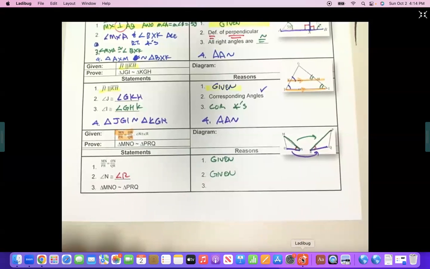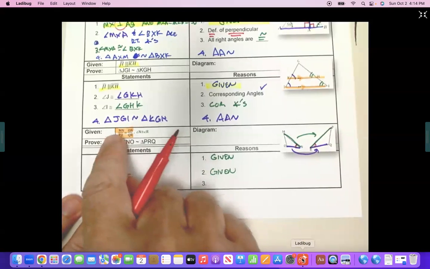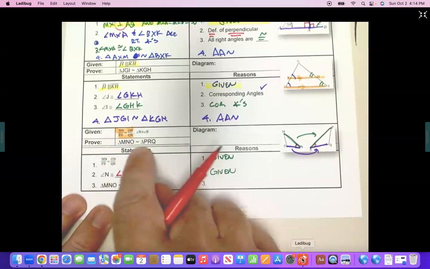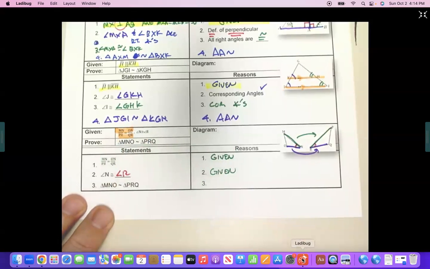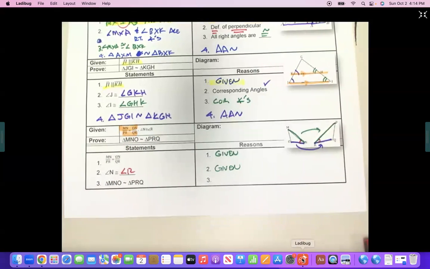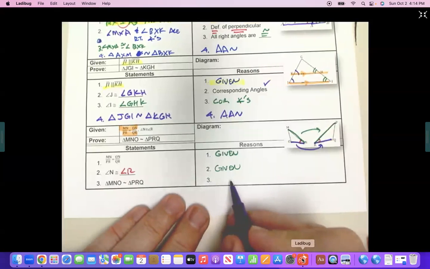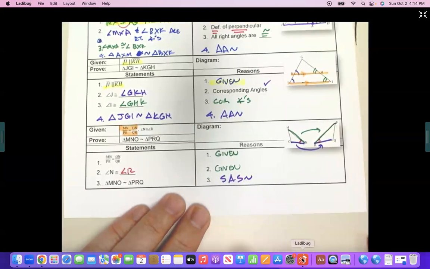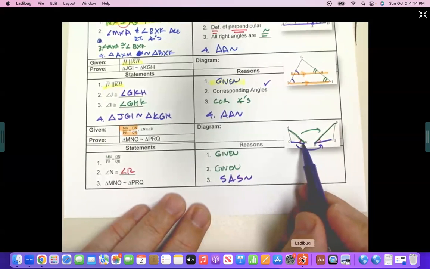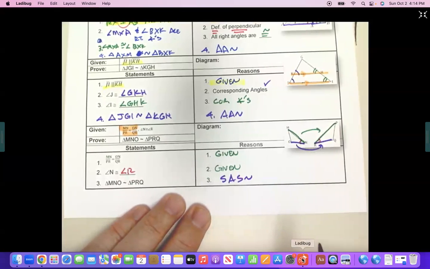And this one's a pretty easy proof because the two given statements are all we need to show that these two triangles are similar. And the reason that we know that is because of the side angle side similarity. The two sides that make up this angle, the included angle, are proportional, and the two included angles are congruent. Therefore, these are similar by side angle side.